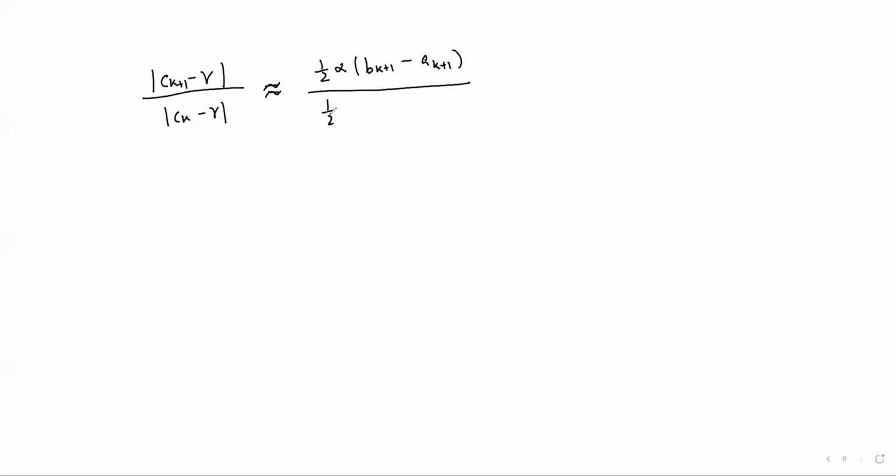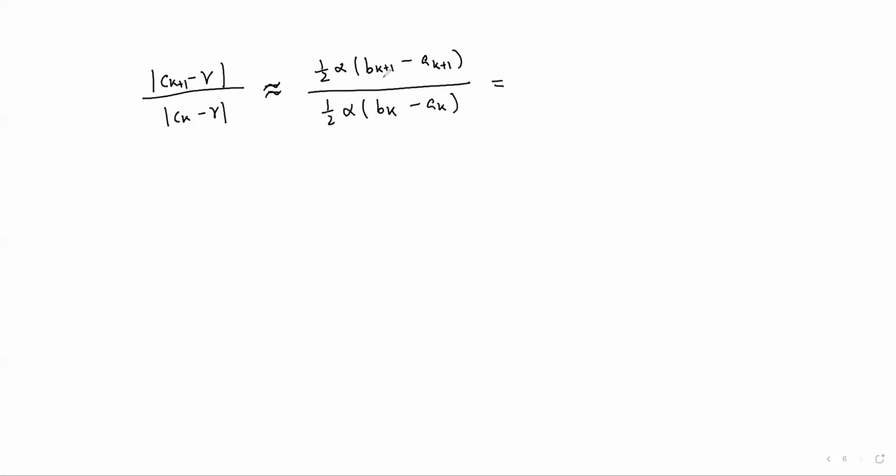Now, c_k minus r, and c_{k+1}. The midpoint c_k converges to the root, and then we compare. This is roughly 1/2 alpha (b_{k+1} minus a_{k+1}), and then over c_k minus r, which is roughly alpha (b_k minus a_k).